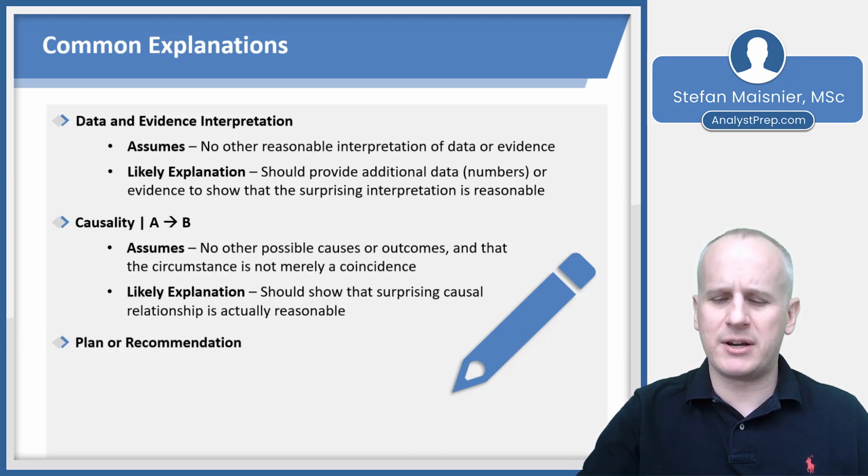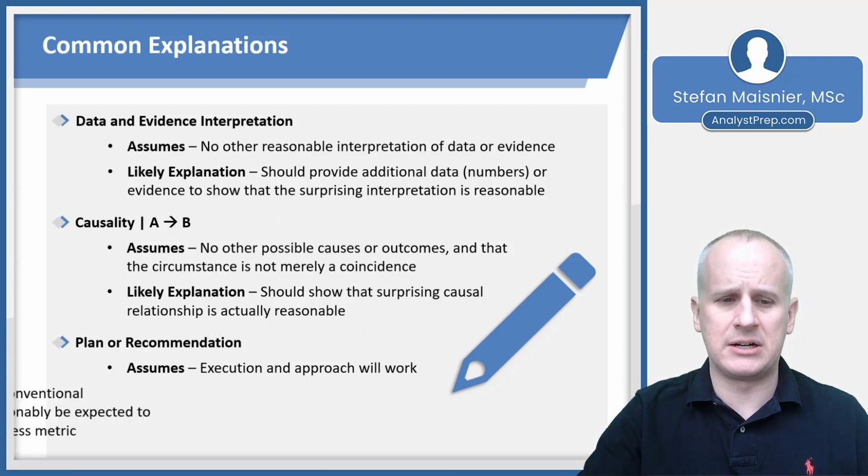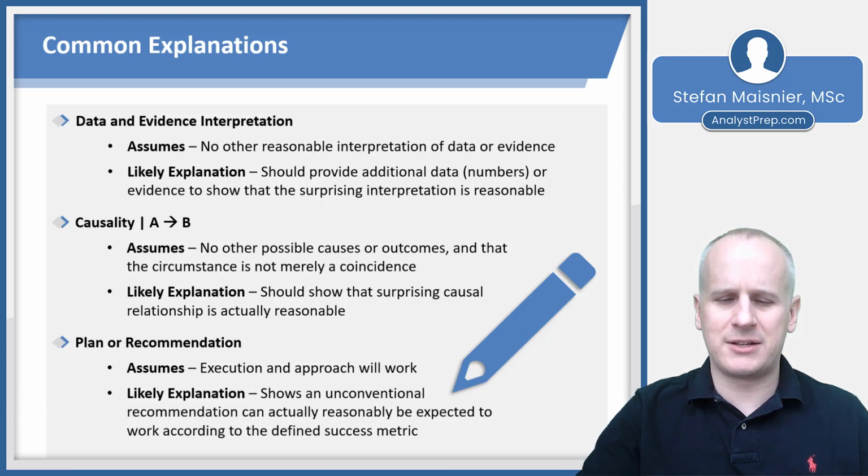And if you've got a plan or recommendation style argument, we know that that assumes that you're going to execute the plan or recommendation and that whatever the approach is will work and is in some way necessary. So our likely explanation is going to show that an unconventional recommendation could actually be reasonably expected to work according to whatever the defined success metric is.